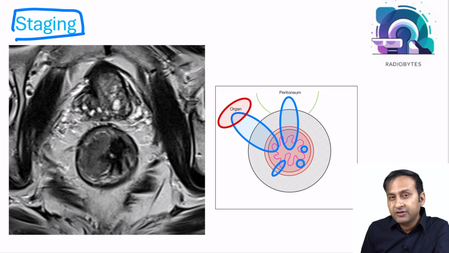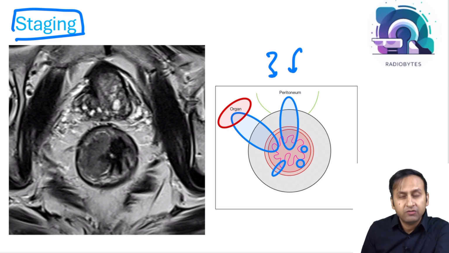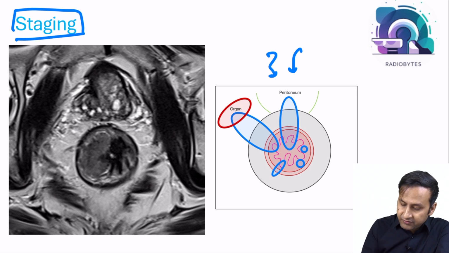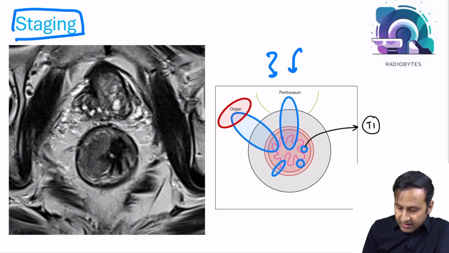Next important thing is staging, something that I was talking about from the beginning. We can actually give the T-staging of the tumor based on MRI as well. So this is the rough diagrammatic representation of the various stages of CA rectum. T1 stage is the tumor which is present or confined within the submucosa. When a tumor goes on and extends up to the muscularis propria, it is T2 stage tumor.